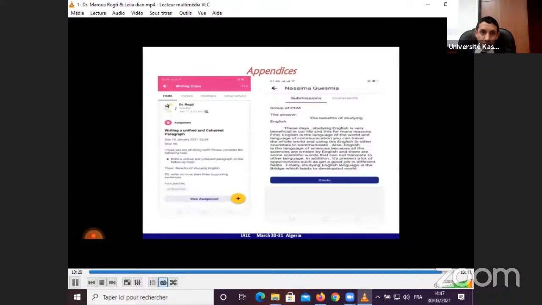So for the appendices part, we have provided the text which has been given to the students and the example of the student's paragraph.